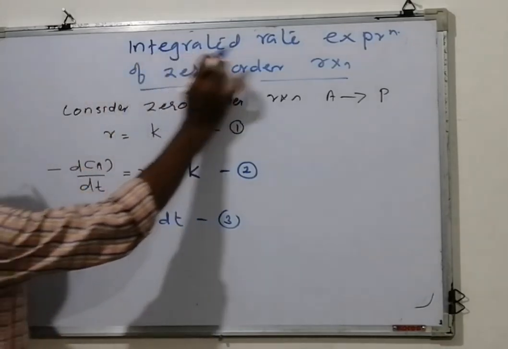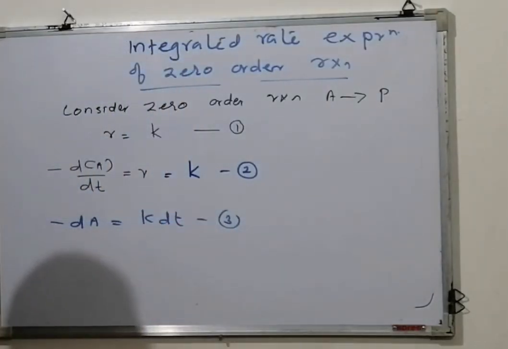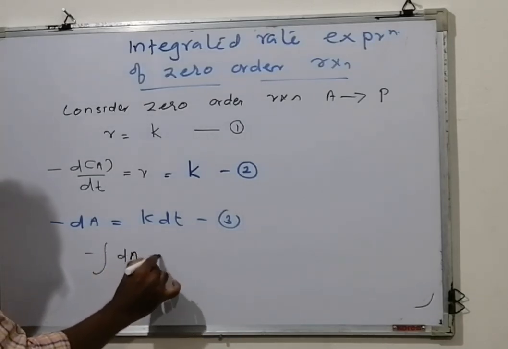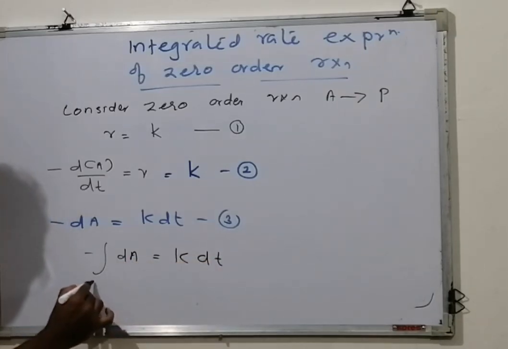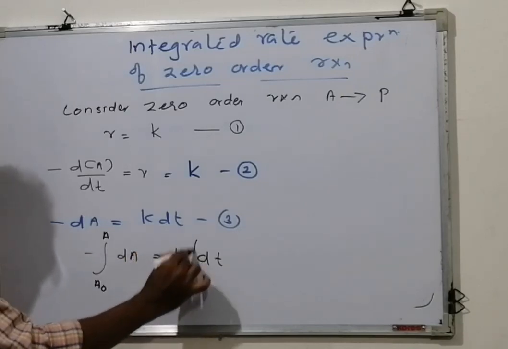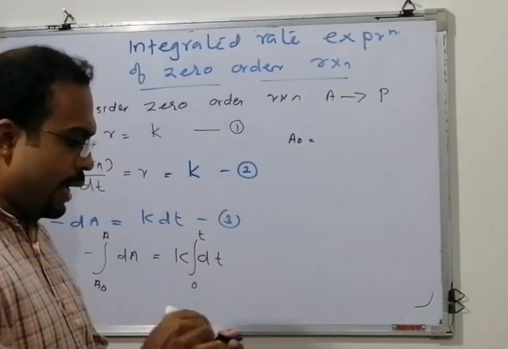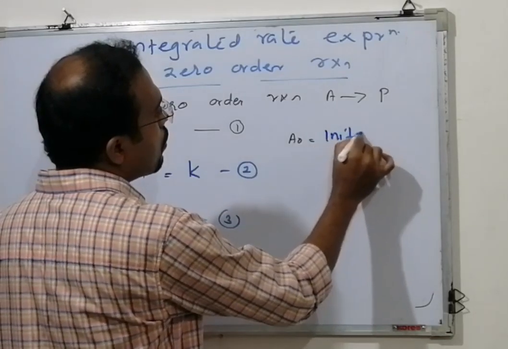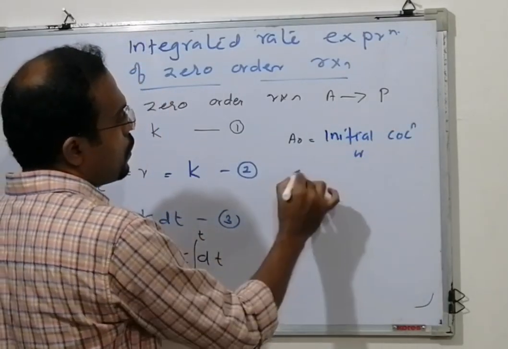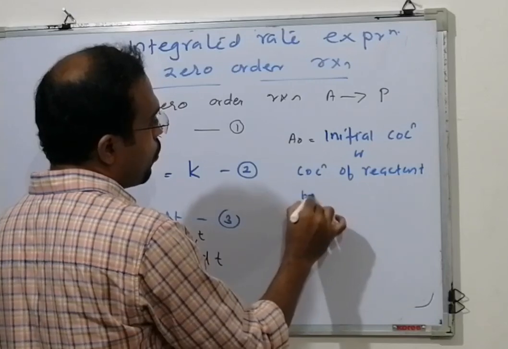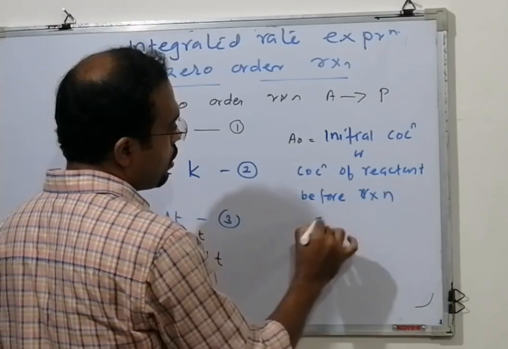Now, we want the integrated rate expression. This is a differential rate expression. The differential rate expression will be turned to integrated rate expression by integrating this. Minus dA is equal to K dt. We are integrating from A0 to A, 0 to t. What is A0? A0 is called the initial concentration, or concentration of reactant before reaction begins.